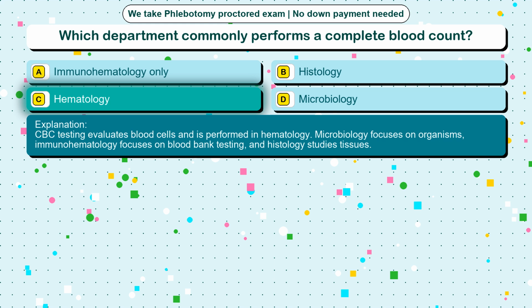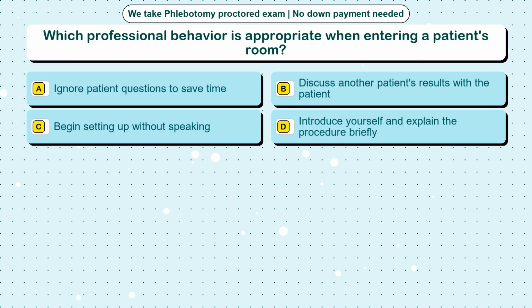CBC testing evaluates blood cells and is performed in hematology. Microbiology focuses on organisms, immunohematology focuses on blood bank testing, and histology studies tissues. Question 6. Which professional behavior is appropriate when entering a patient's room?